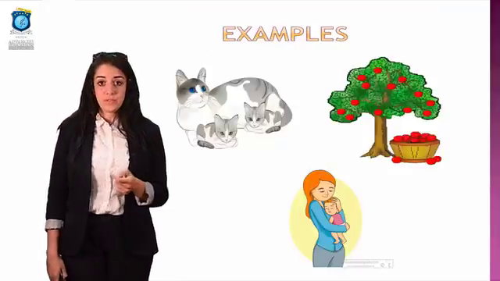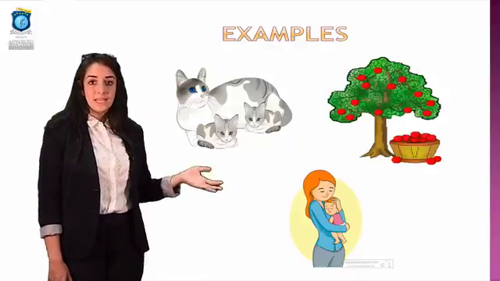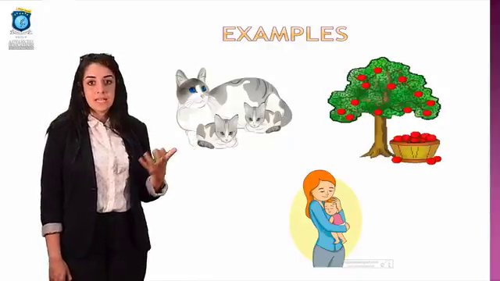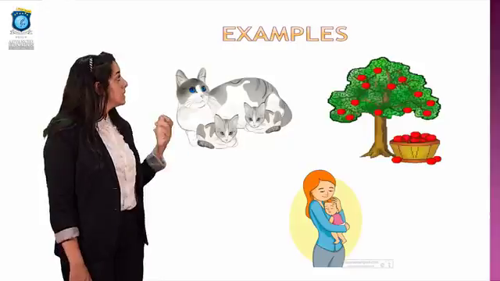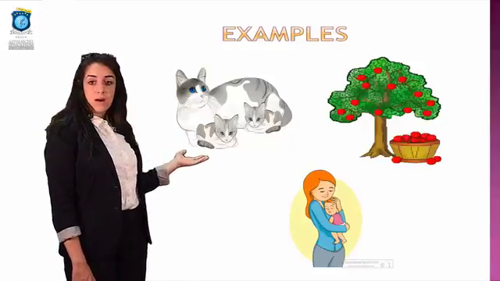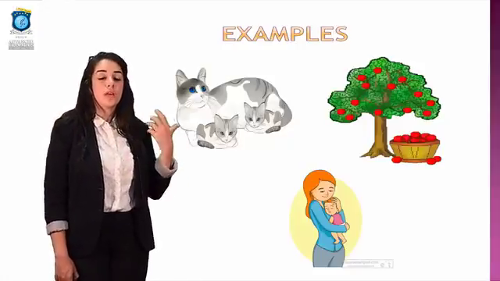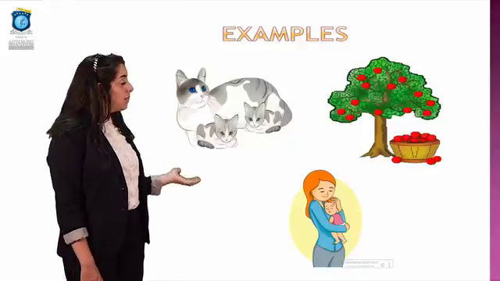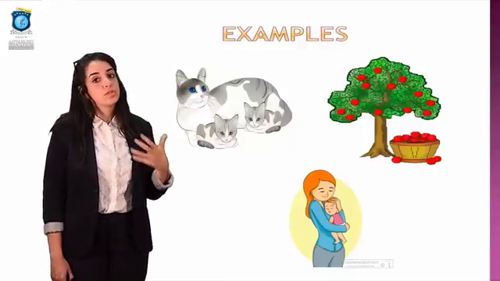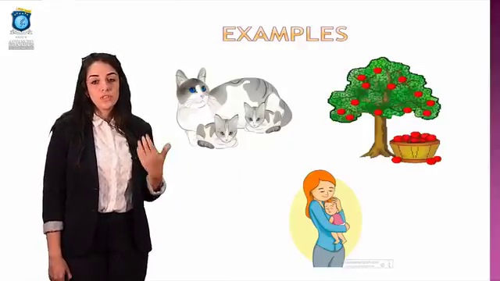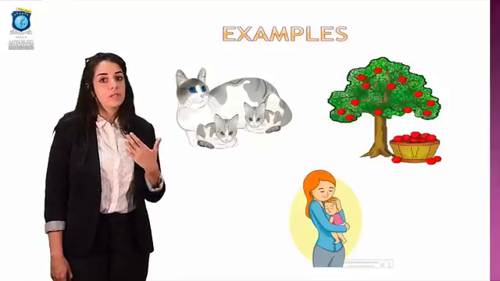Our examples of living things: a cat. A cat reproduces kittens. What else? A tree reproduces apples. And a mom, she reproduces a new baby. So this is why they are classified from living things.